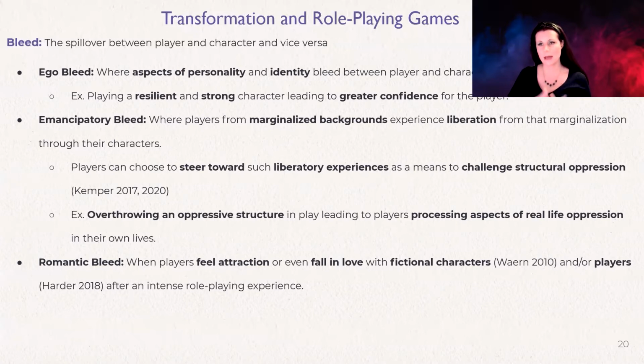Romantic bleed is an absolutely fascinating thing to explore. And I really recommend Sana Harder's work on this particular topic because she explores what's called limerence, which is this experience of falling in love, and how complicated that can be when your frames of reality outside of a LARP don't really make room for those kinds of feelings.